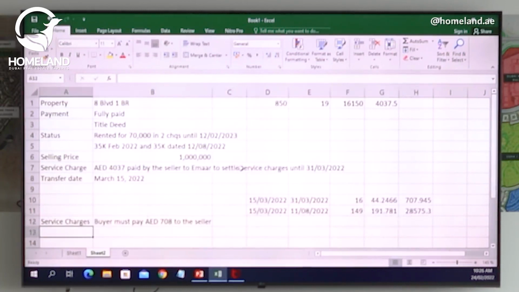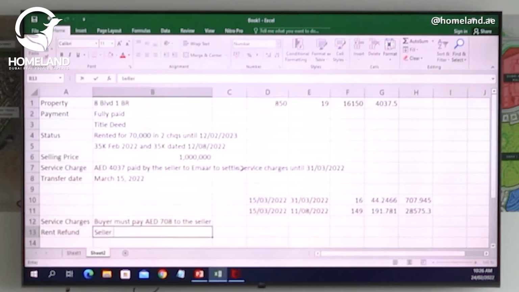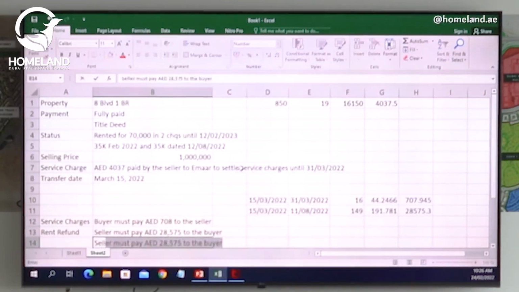So to settle the rent, seller must pay how much? 28,575 to the buyer on the day of transfer. Agreed? Yes. Very good. On top of that, seller must give deposit, let's say 3,500 or whatever it was, deposit amount, plus the pending check, PDC of 35K. Second check.